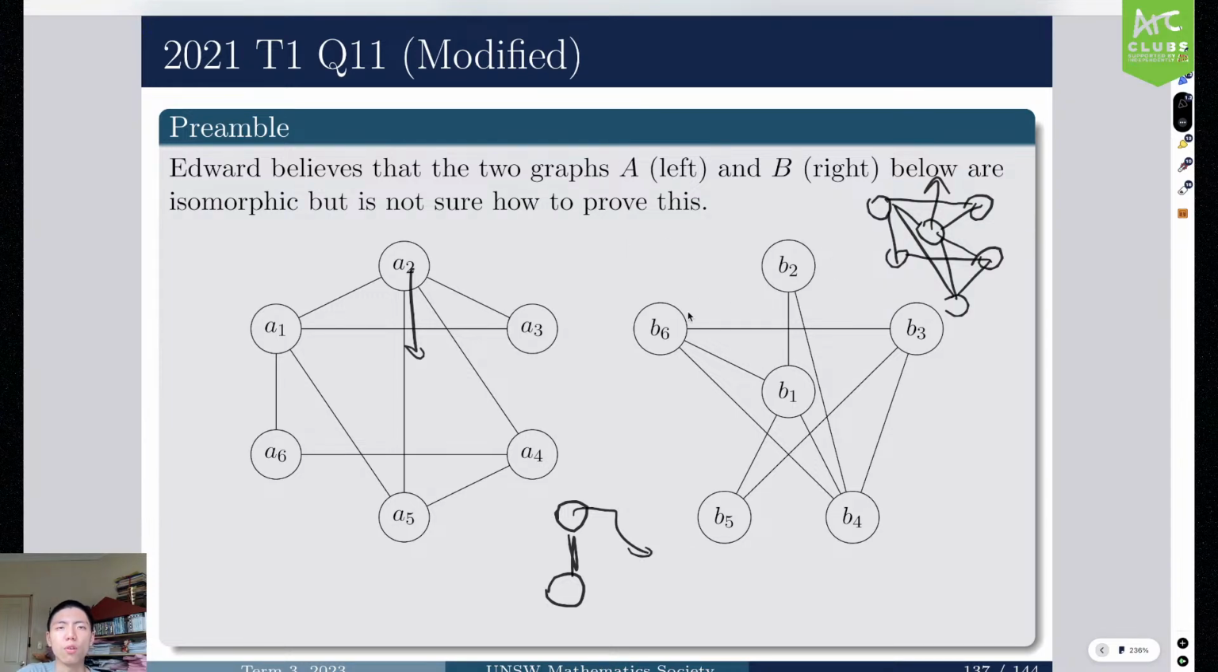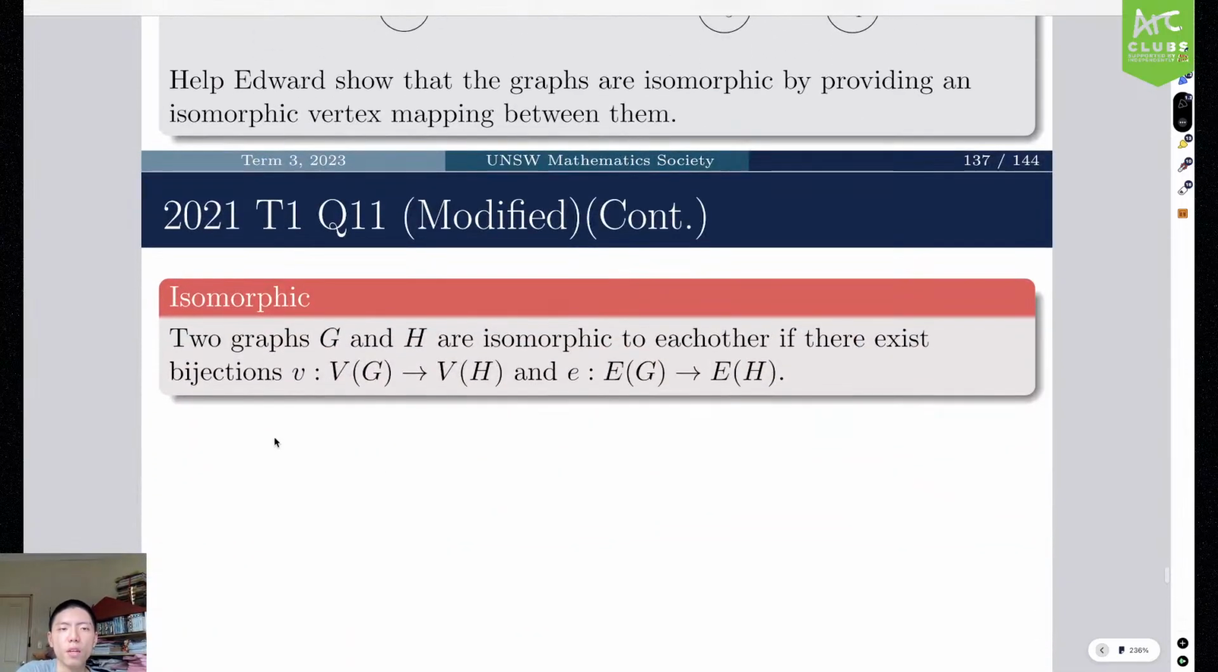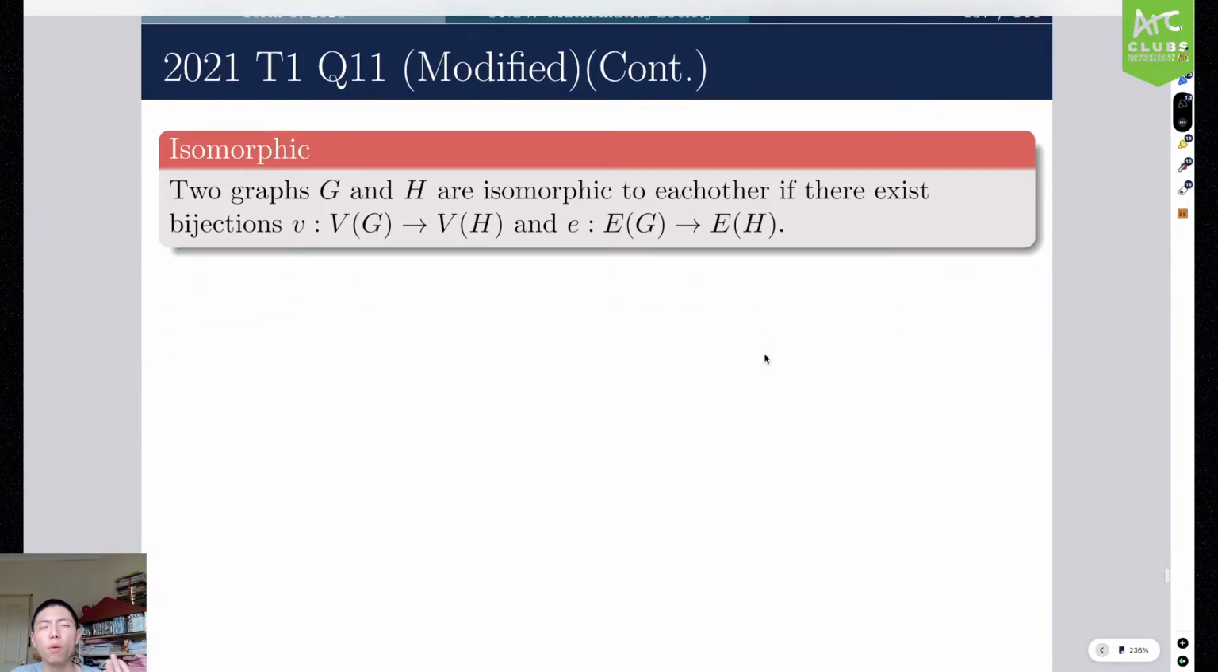Okay, so what is an isomorphism? Essentially, an isomorphism is when you have bijections, right, for the vertex set, and you have bijections between the edge set. So what bijections are, if you remember from the sets and relations topic from yesterday, the bijection is both injective and surjective, right? So if it's both injective and surjective, it means that it is one-to-one and onto.